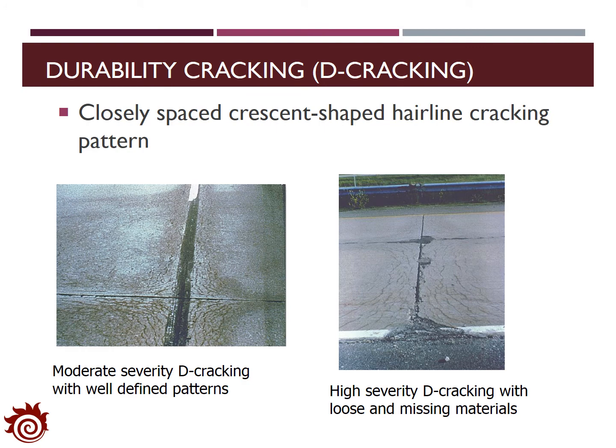Second, durability cracking, which is also called D cracking, will form some closely spaced crescent-shaped hairline cracking patterns along the concrete slab. The two figures below show examples of moderate severity D cracking. You will observe a clear D shape along the PCC slab, and the one on the right shows high severity D cracking, and there will be a lot of loose and missing materials at the joint and corner of the slab.